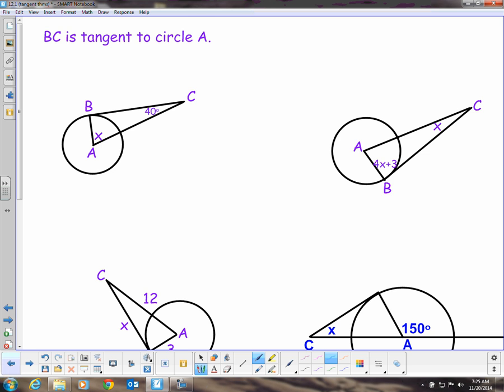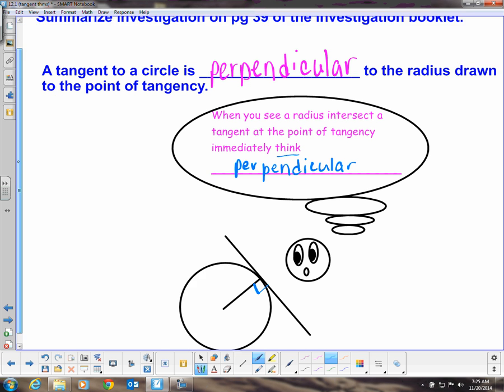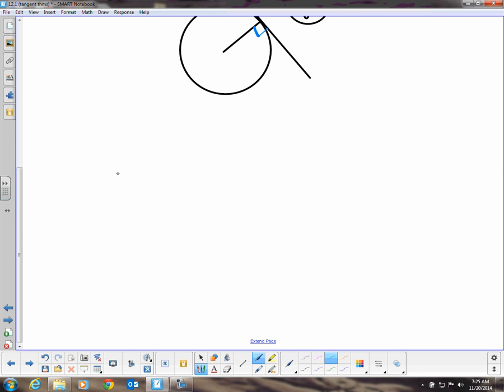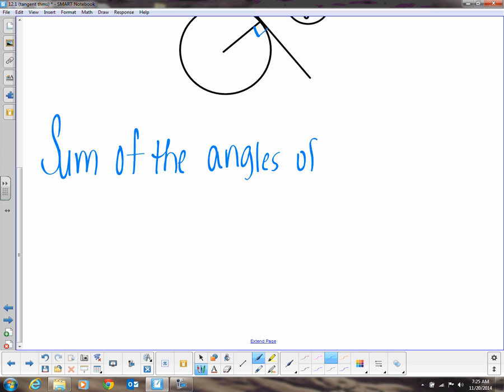All right, so let's do one more thing. This is something you need to know. If you have that spreadsheet of geometry terms, get it out. You learned this in middle school. The sum of the angles of a triangle is what? Sum of the angles in a triangle is what? 180. Excellent.